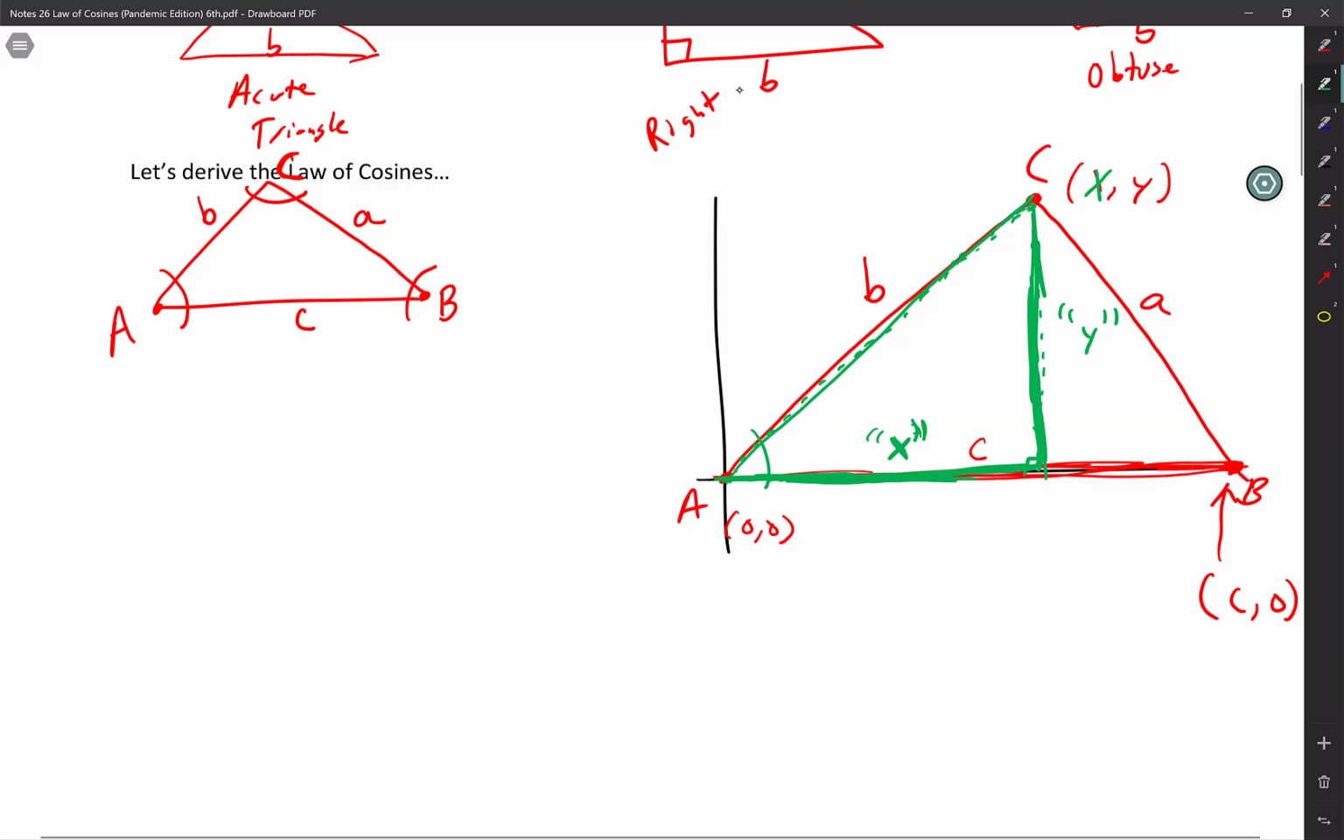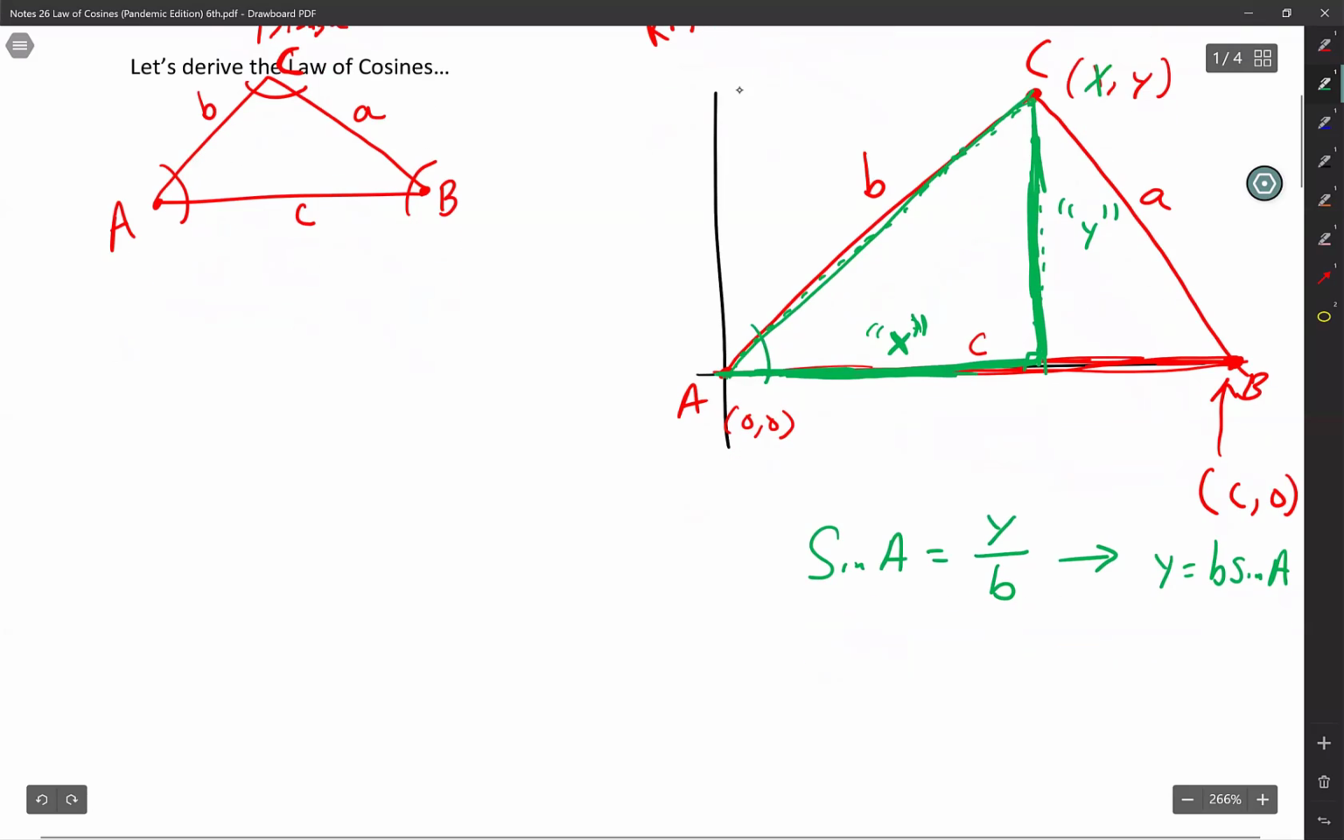Perfect. So now I can say this, guys. I'm just doing SOHCAHTOA, guys, just SOHCAHTOA. So sine of angle A is opposite over hypotenuse. So opposite is the y value, hypotenuse is the b. And so that means if I multiply the left and the right by b, you will have b sine A. I guess I should write it as y equals. Let me rewrite it. You will have y equals b sine A.